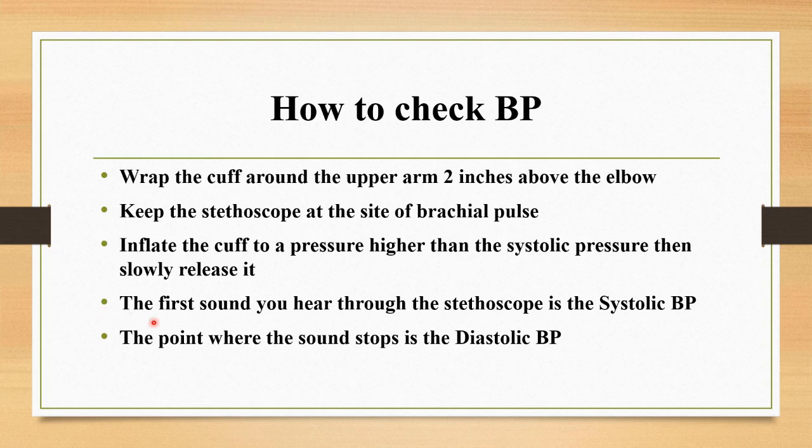The first sound you hear through the stethoscope is the systolic blood pressure, and the point where the sound stops is the diastolic blood pressure. For instance, at the reading of 110, if you hear the first sound, 110 is the systolic blood pressure. And at the reading of 80, you stop hearing the sound, then 80 is the diastolic blood pressure. So the blood pressure is 110 over 80 millimeter of mercury.